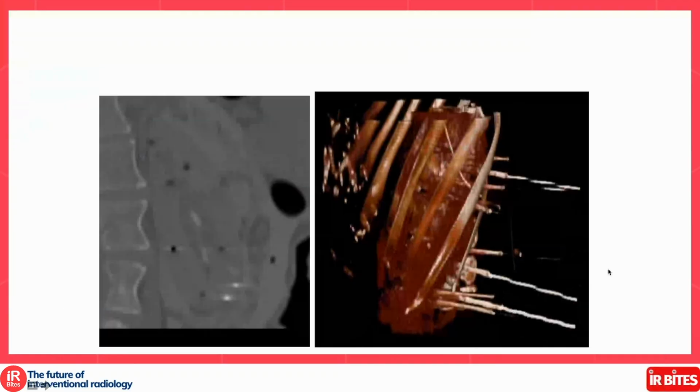So 6 lesions, and we ended up using 9 needles on this lady. So you can count 1, 2, 3, 4, 5, 6, 7, 8, and 9. 9 cryoablation needles plus 3 hydrodissection needles.